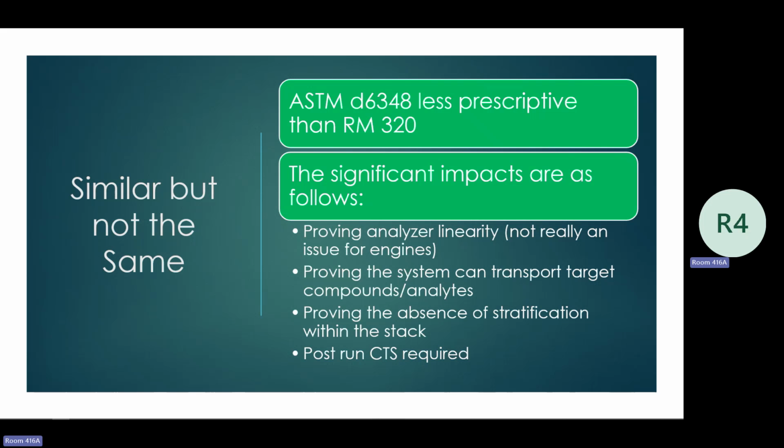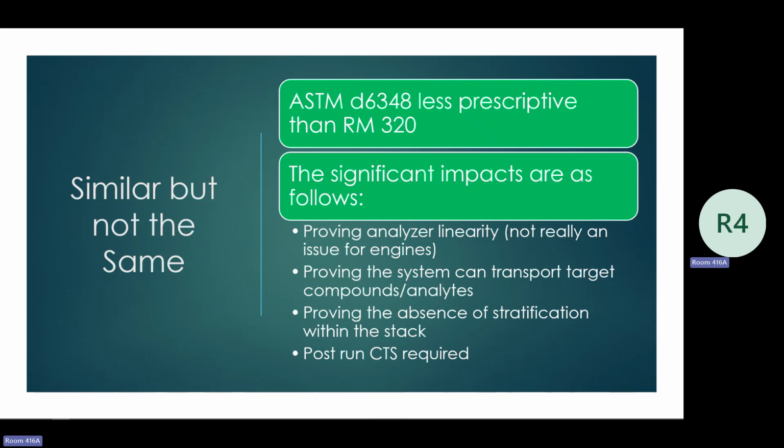Also, proving the absence of stratification within the stack. Again, Rob's presentation mentioned earlier that in 2014, the EPA revoked the ability to do single point testing within a stack. So the requirements now come out of method 7E, where you have to do a minimum 3-point stratification check across the stack. That is not what method 320 is proposing.